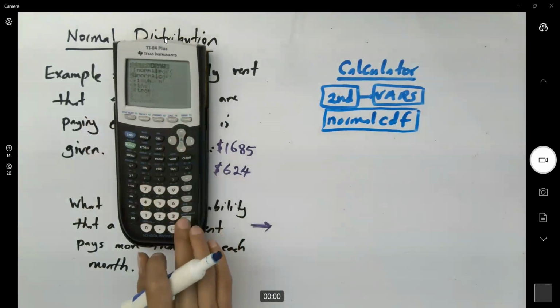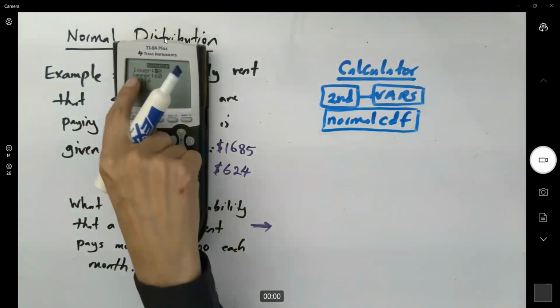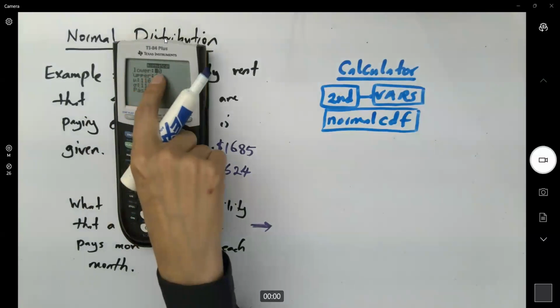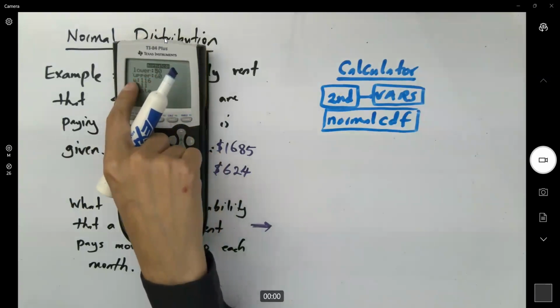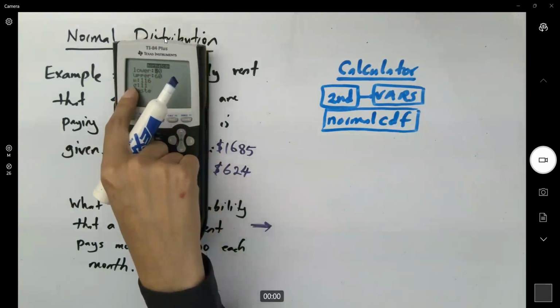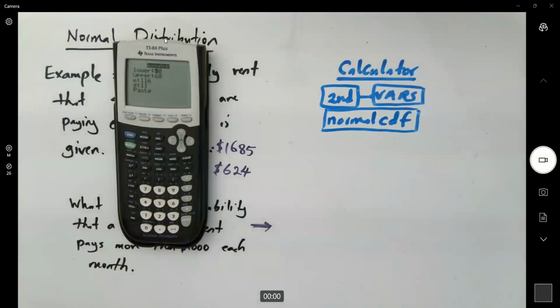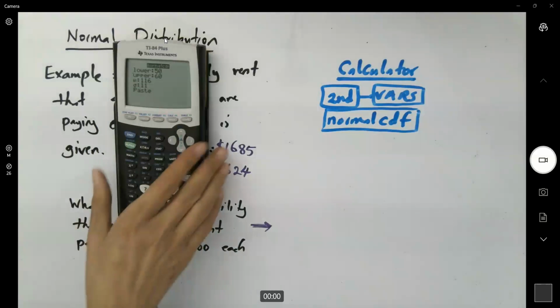Then click on that. Here, you're going to enter a number for lower limit, a number for upper limit. Then you're going to enter the mean and the standard deviation. Okay, so let us get back to the question.